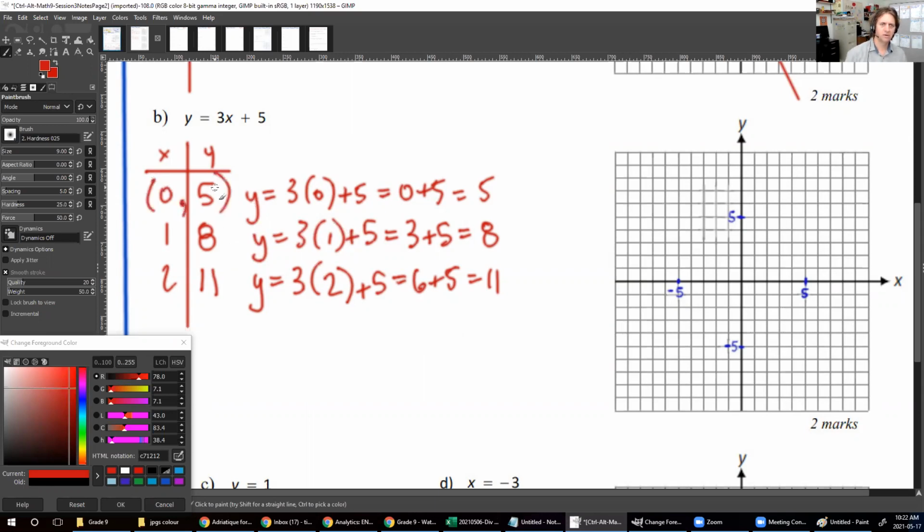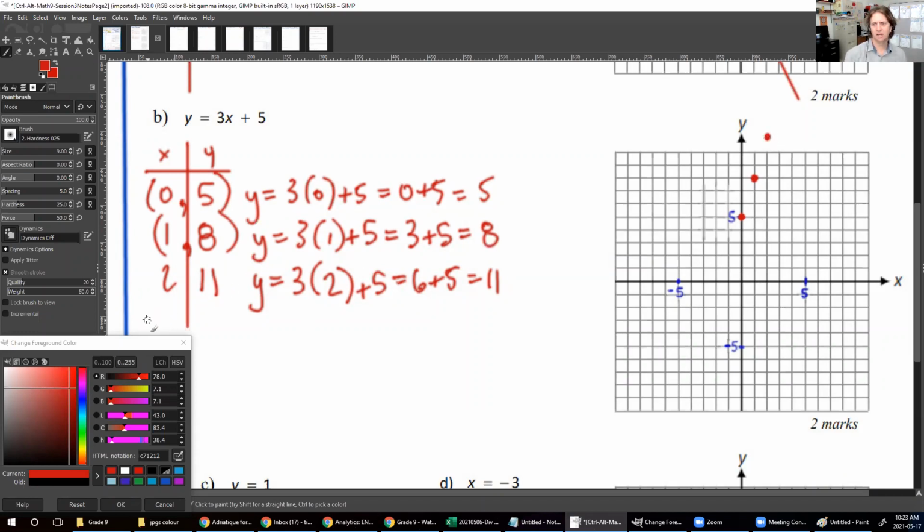We have 0, 5. So 0 is in the x direction and positive 5 up here. In our x direction, we have 1. And our y direction, we have 6, 7, 8. Now this is too far, so you know what? I could plot this one and just sort of make it up. 2, 11. So 1, 2, 1, 2, 3, 4, 5, 6, 7, 8, 9, 10. It's going to be somewhere around here.